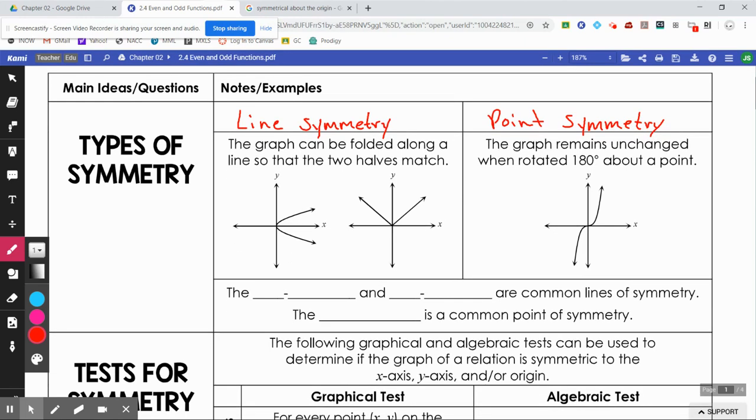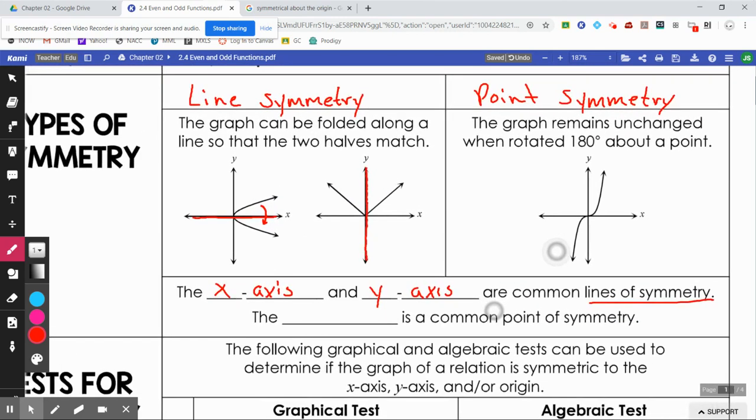Okay, what we mean by line symmetry is that the graph can be folded along a line so that the two halves match. Here, we see that we could fold this along the x-axis. If we fold it in half, the two sides would match up. Here we can see if we fold it along the y-axis, the two halves would also match up. So the x-axis and the y-axis are common lines of symmetry in a lot of these problems that we're working.